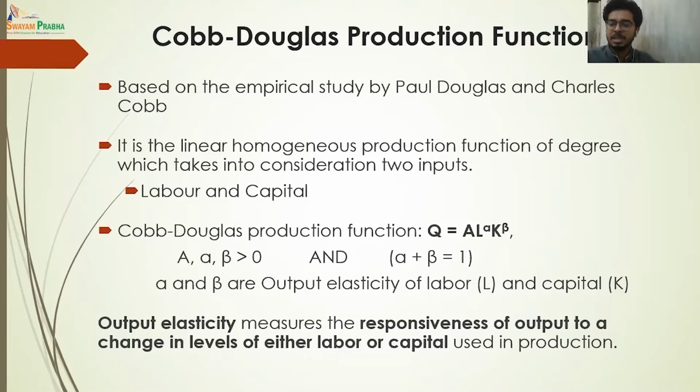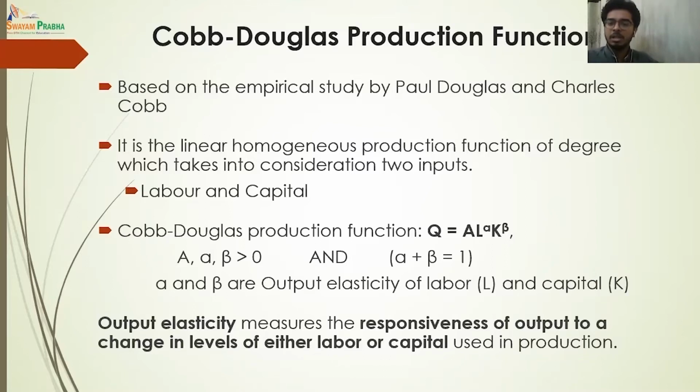Alpha and beta represent the output elasticity of labor and capital respectively. The values of A, alpha and beta should be greater than 0, and mostly less than 1. Alpha and beta, the output elasticity for labor and capital, in an ideal condition are assumed to sum to 1, right? Alpha plus beta equals 1.